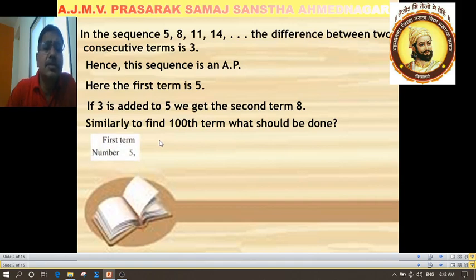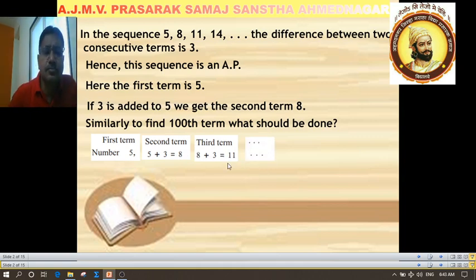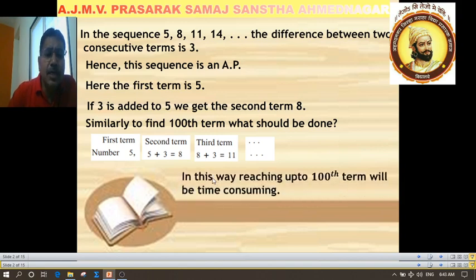तर आता आपण जसं first term is 5, so second term is obtained by adding common difference 3 to the first term, that is we get second term 8. For third term, if we add again 3, we get third term 11, and so on. In this way, reaching up to 100th term will be time consuming.